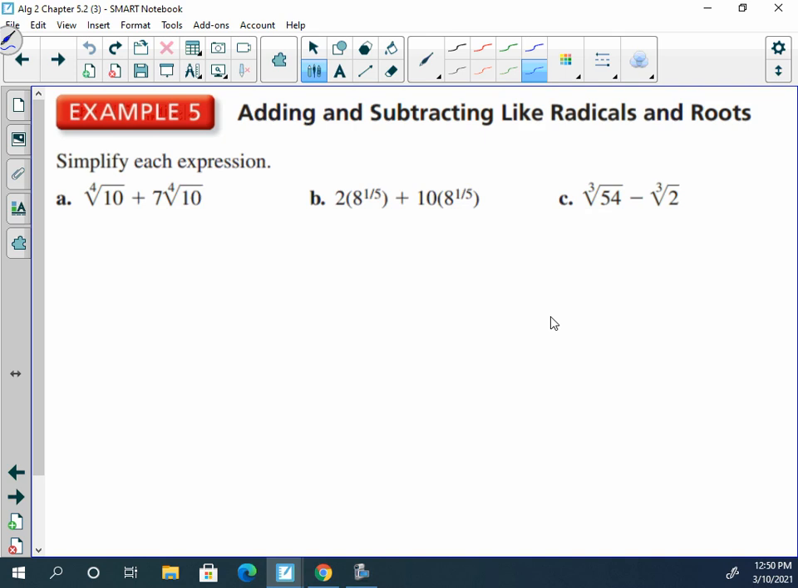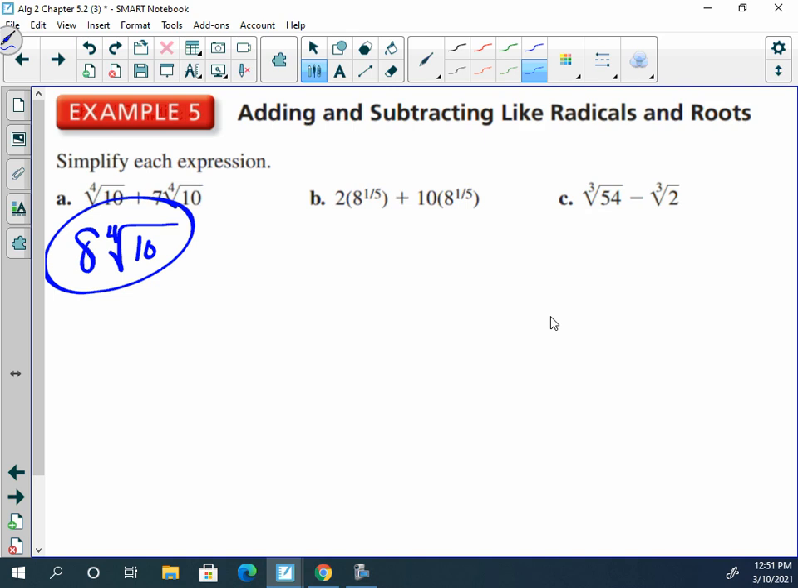So if we look at this first one here, we have the 4th root of 10 plus 7 times the 4th root of 10. So both of these here, we have the 4th root of 10. The radicals' index and what's inside of it are the same, yes? So what do I have? 1 here and 7 here. So we have 8. As long as the radicals, the root and what's inside, are the exact same, we can just add them together.